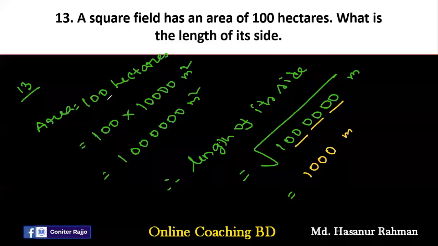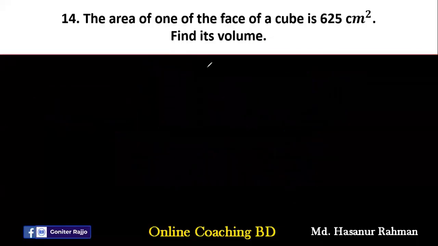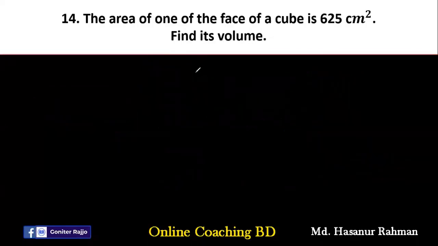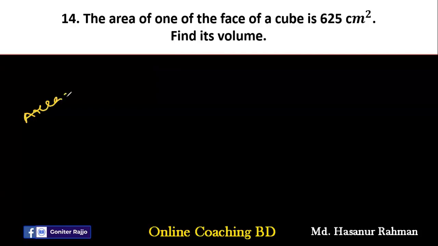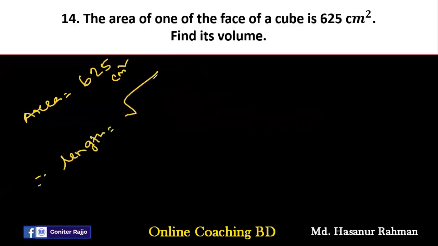Now, number 14. Number 14 says the area of one of the faces of a cube is 625 centimeters square. Find its volume. So now, this number 14 and 12 are the same thing. So if you understand number 12 properly, then you can easily solve number 14. Look, here area of one of the faces of a cube is given, that will be 625 centimeter square. Then what will be the length of each side? Length will be square root of 625 centimeter.